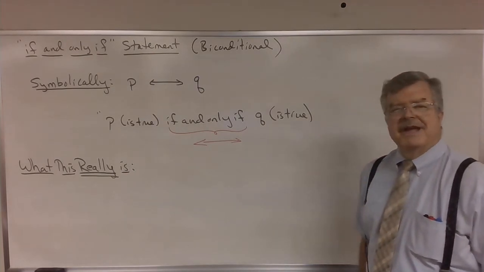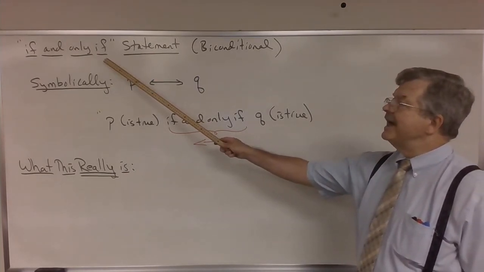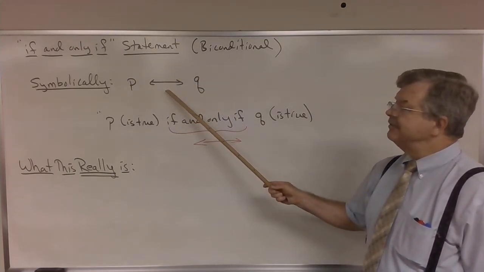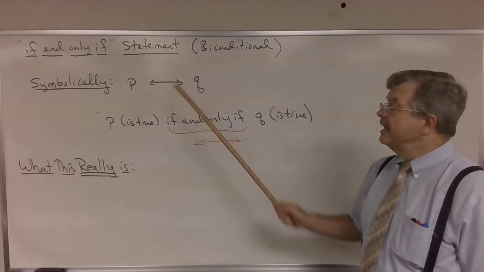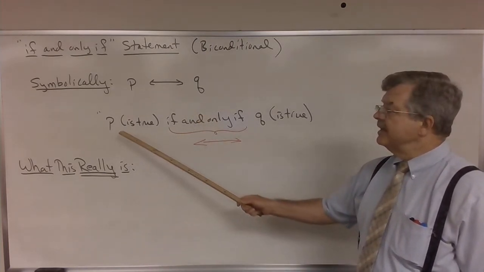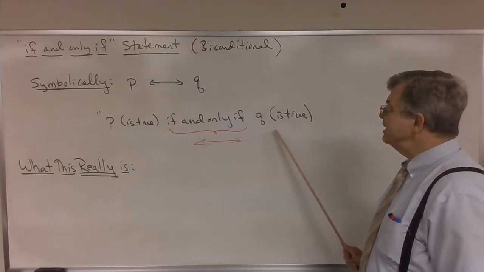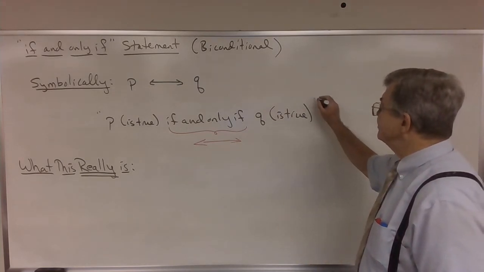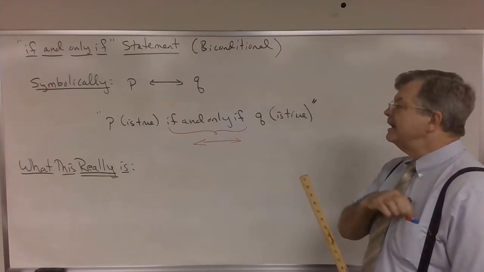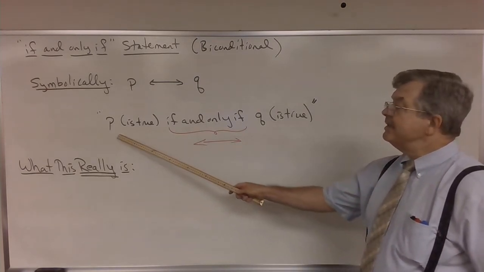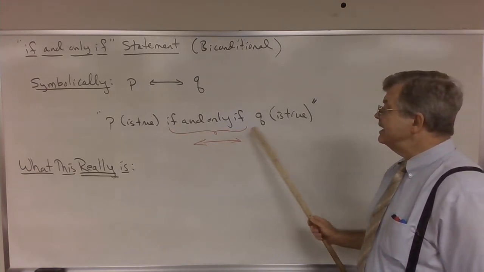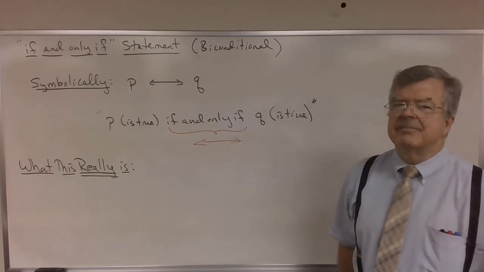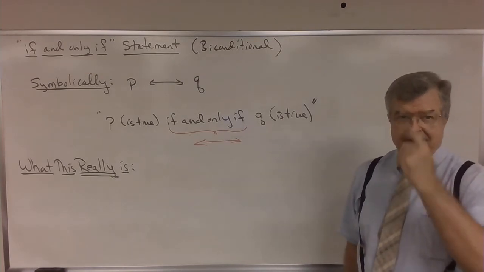The bi-conditional statement, which we read as if and only if. So here's the logical symbol. The arrow points both ways. And we essentially read it this way. P if and only if Q. End quotation marks. And it's understood this way. P is true if and only if Q is true. So if one of them is true, the other one has to be true also. That's what that means.